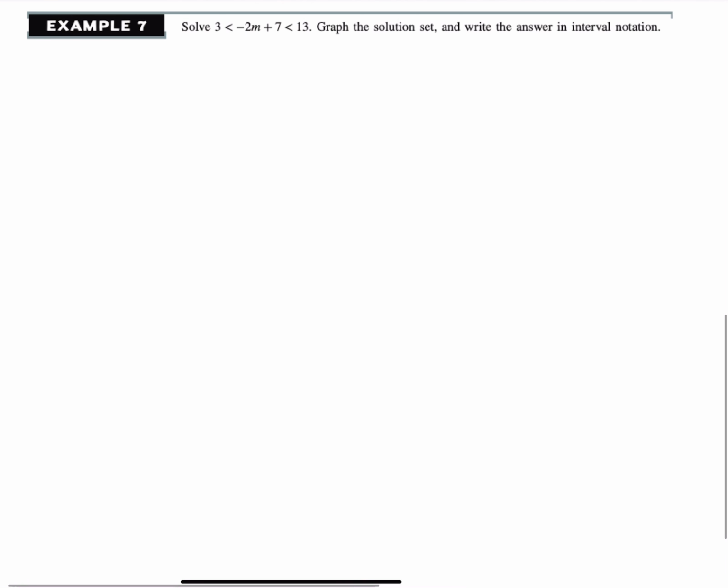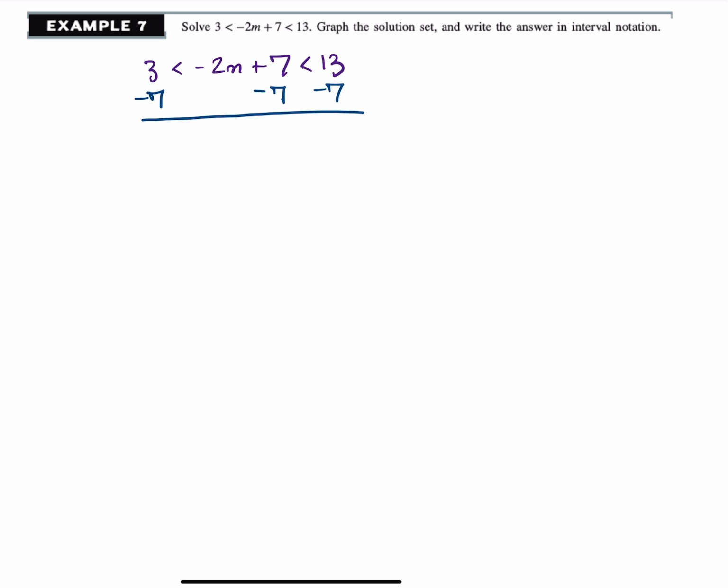So let's look at 7 now. We have 3 is less than -2m plus 7, which is also less than 13. So let's solve it like an equation. I have a plus 7, so I can subtract 7 from all 3 sides. 3 minus 7 is -4. So -4 is less than -2m, which is less than 13 minus 7, which is +6.